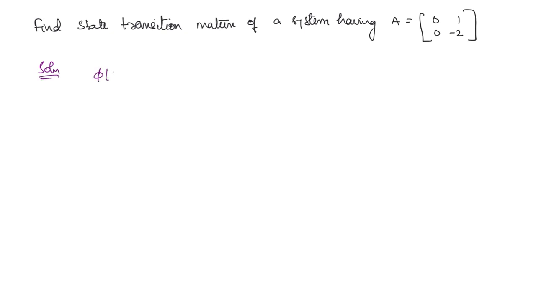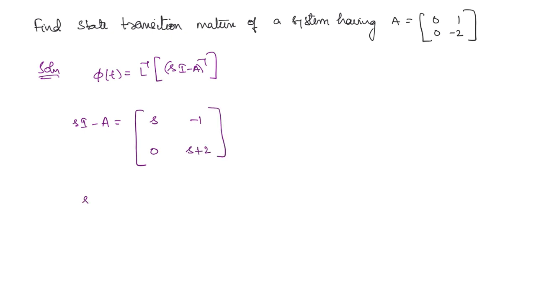We know that phi of t is equal to the inverse Laplace of (sI minus A) inverse. So what will be sI minus A? First we will calculate it. This will be [s, -1; 0, s+2]. Now what will be the inverse of a matrix? (sI minus A) inverse will be equal to the adjoint of that matrix divided by the determinant. The determinant is straightforward and simple: s into (s+2) minus 0.